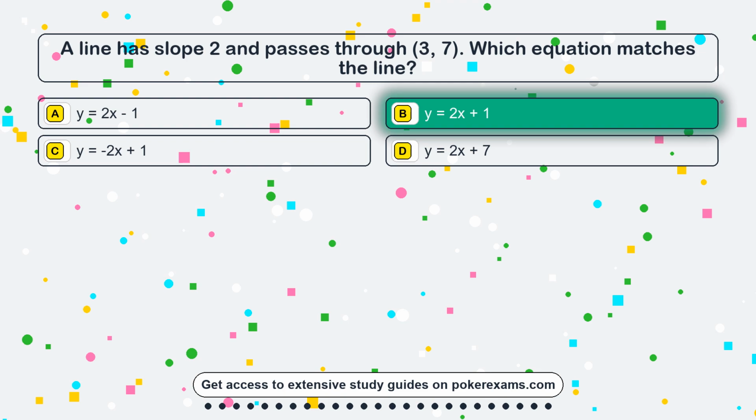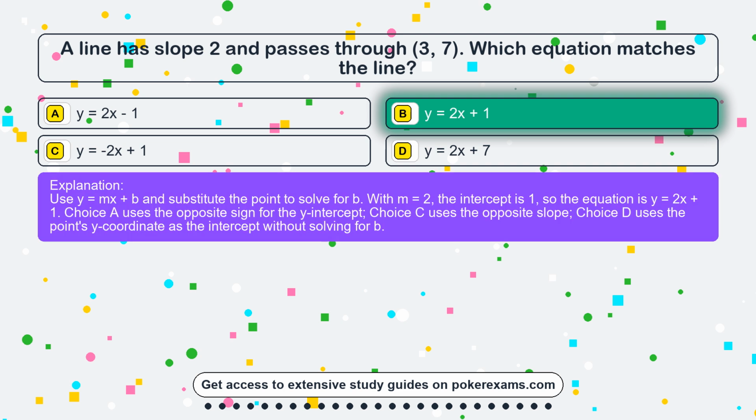The correct answer is option B, y equals 2x plus 1. Use y equals mx plus b and substitute the point to solve for b. With m equals 2, the intercept is 1, so the equation is y equals 2x plus 1.